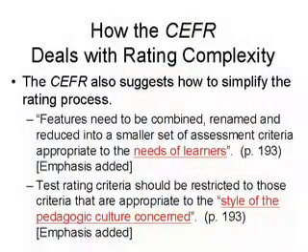Okay, on the scale of achievement to proficiency, which direction is that moving? Back toward achievement. Okay, CEFR also suggests that you simplify the rating process by recombining, renaming, and reducing scales into smaller sets of assessment criteria appropriate to the needs of learners. So you can pick and decide what you want to rate your class on. It also says that your testing should recognize the style of the pedagogic culture concerned.